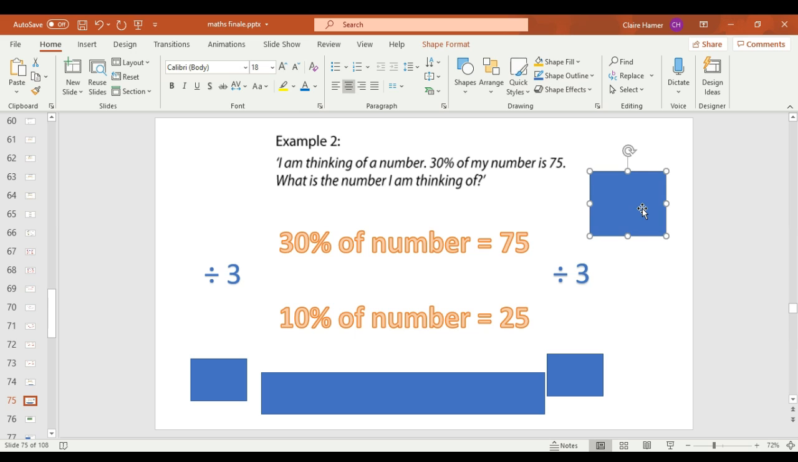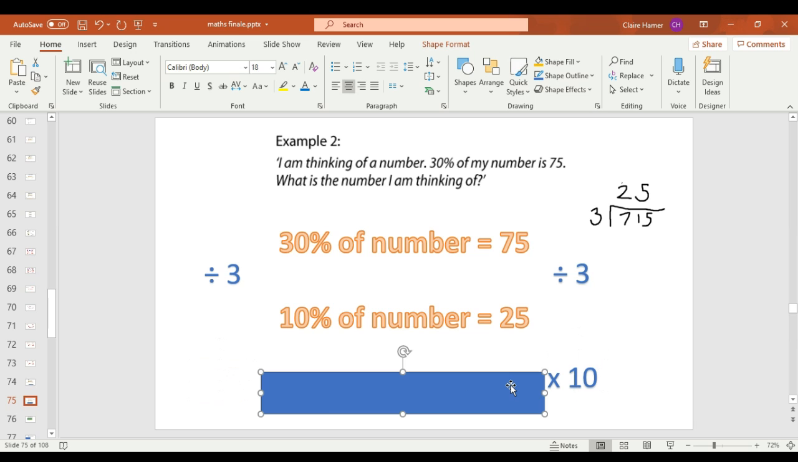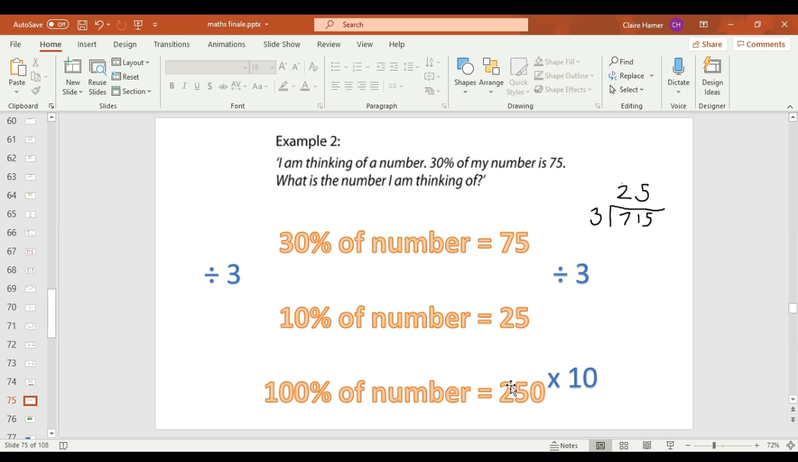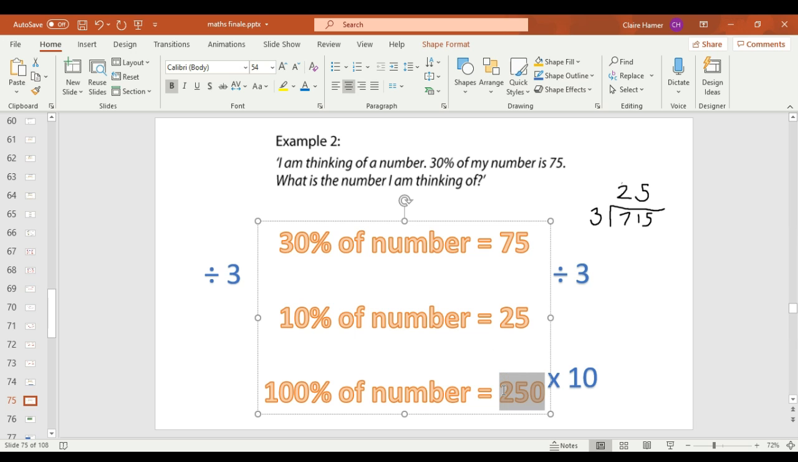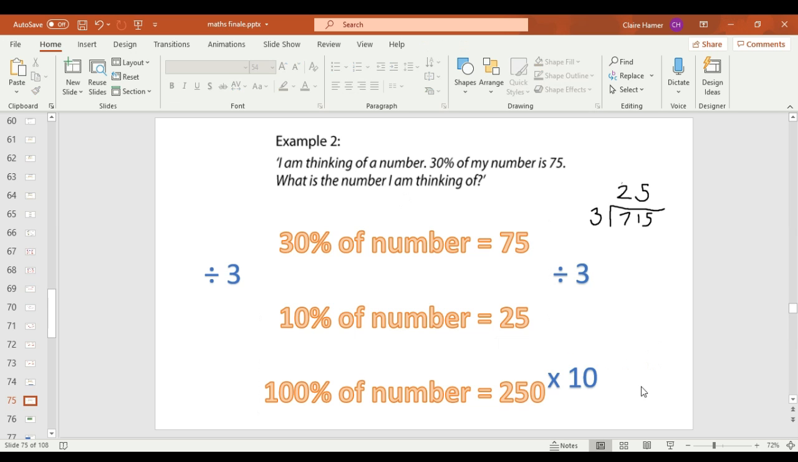Also notice how, if I didn't know the fact, you could do some workings like this. So then I know that 10 tens make 100. So I multiplied both sides by 10. I just deleted that by accident. So if 10% is 25, 100% would be 250. Doesn't matter if you've got there a different way to me, but did you get the right answer of 250? Okay, share with me afterwards so that I know how you're getting on.